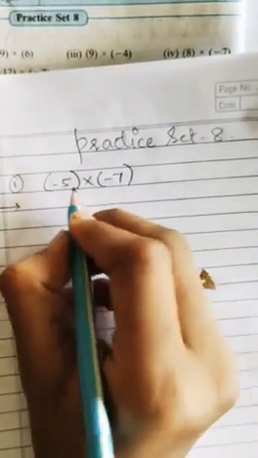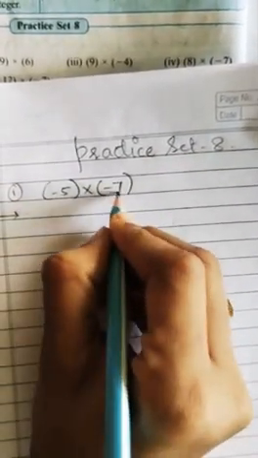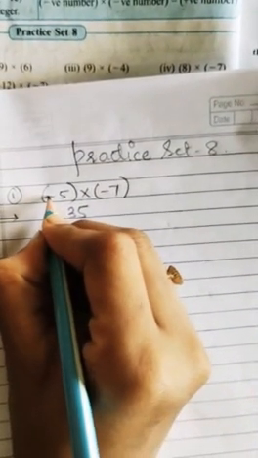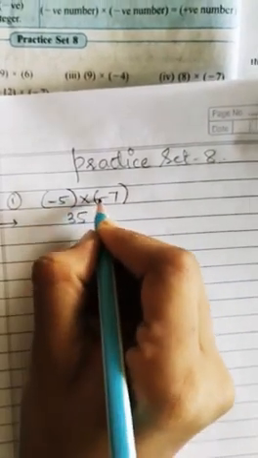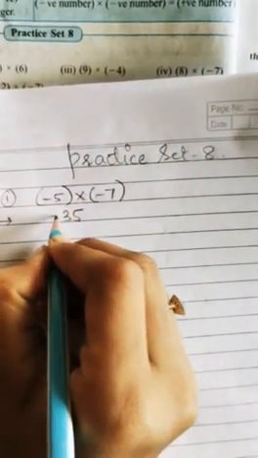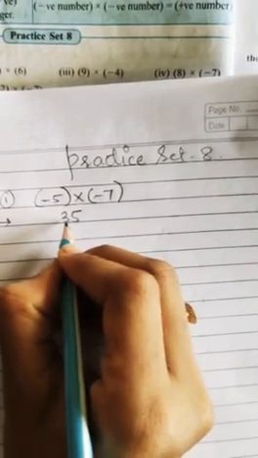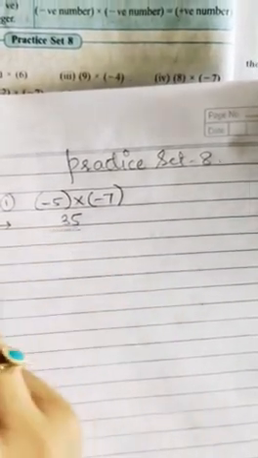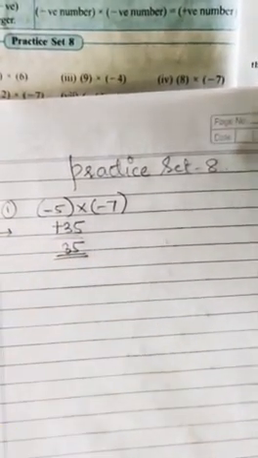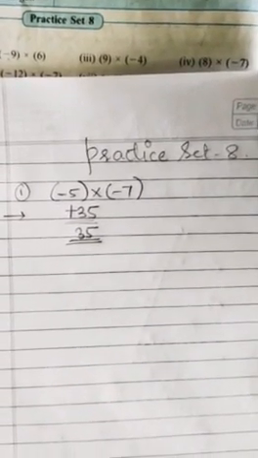So 5 7s are 35. Then multiply the signs. Minus multiplied by minus gives plus. A negative times a negative gives a positive number. We don't have to put any symbol, because the number is already positive; you can put a plus sign, but there is no sign needed. So minus 5 multiplied by minus 7 is 35.